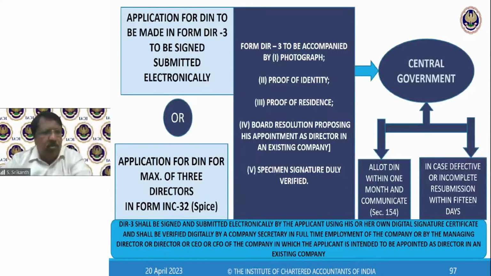So this is what they are saying. DIR 3 to be accompanied by a photograph, proof of identity, proof of residence. Principle-wise, it's what you need to understand. Normally, to get a DIN, you need all these things: proof of identity, proof of residence.